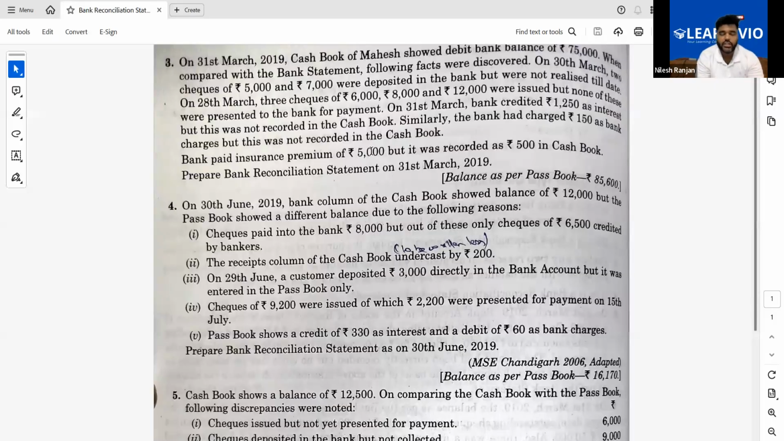Now the next transaction, you should tell me what we have to do with this. The bank had charged 150 as bank charge, but this was not recorded in the cash book. This charge I'm talking about in our previous class. Okay, so tell me what we have to do.